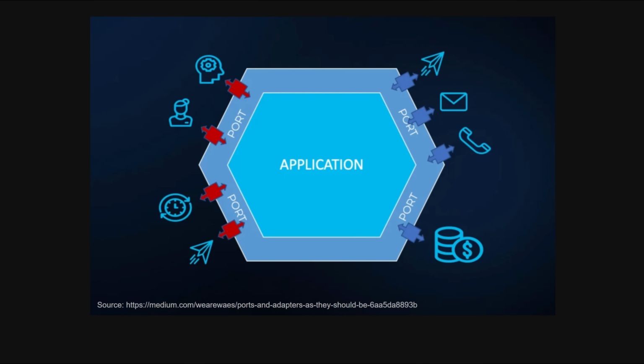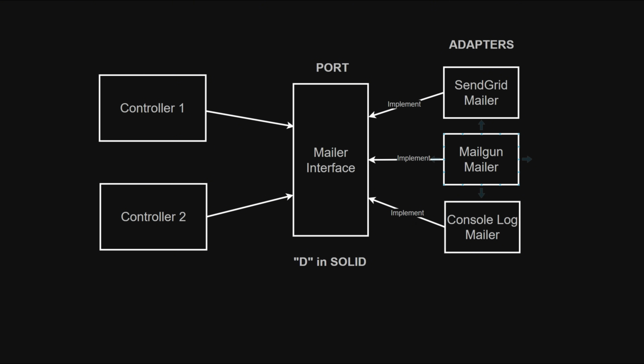All these ports and adapters and hexagonal architecture is a pretty cool idea, but how do we implement it? Well, when in doubt, use interfaces. To decouple our controllers from specific mailer implementation, we can use a mailer interface. Now the controllers depend on the interface, and SendGrid, Mailgun, and we can even create our own console log mailer, implement the interface. The interface is the port and the mailers are the adapters.